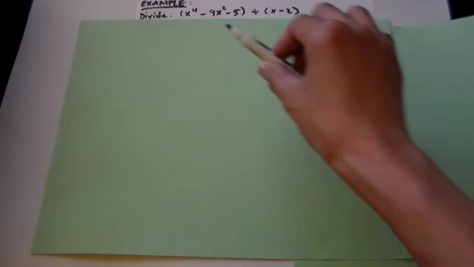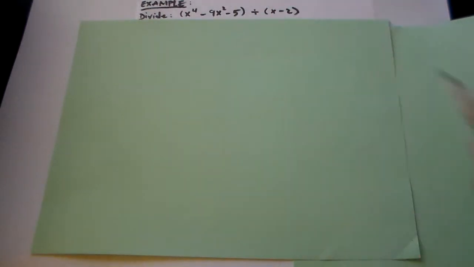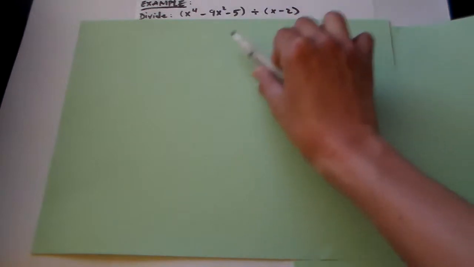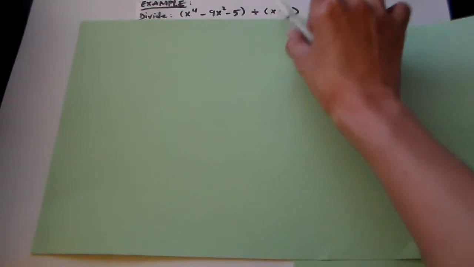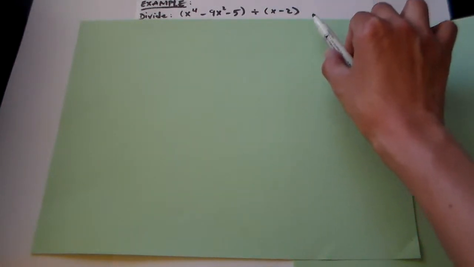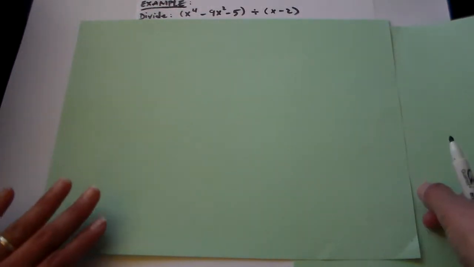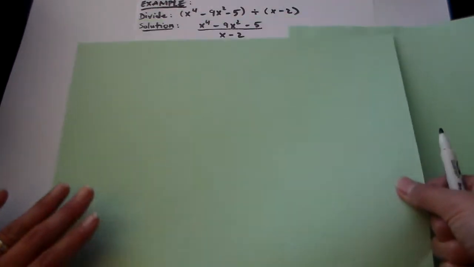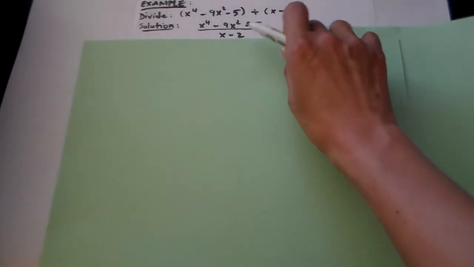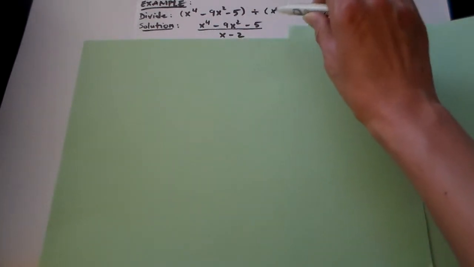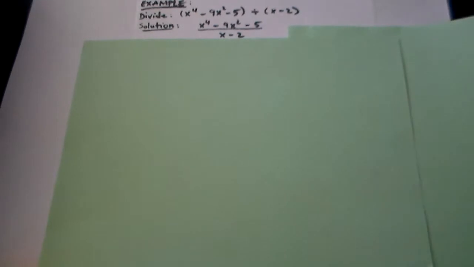For example, divide x to the fourth minus 9x squared minus 5 divided by x minus 2. This first expression is the numerator. This second expression is the denominator. Translate this into one fraction, we get x to the fourth minus 9x squared minus 5 on top, x minus 2 at the bottom.